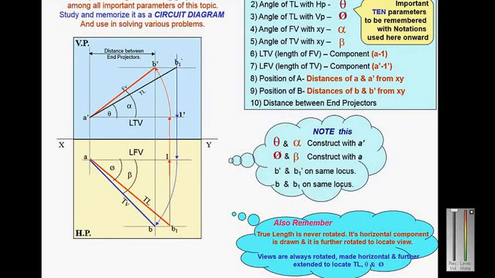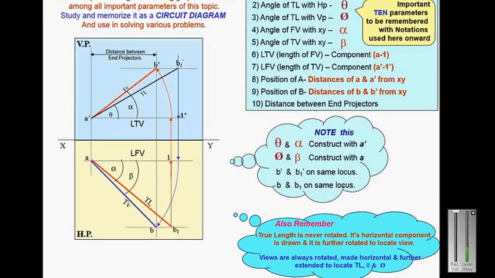The angle of true length with HP is theta, that is called true inclination with HP, and the angle of true length with VP is phi, that is the true inclination with VP. The angle of the front view with the XY line is alpha, the apparent inclination with the XY line. The angle of the top view with the XY line is beta, the apparent inclination with VP. And the positions of A and B are also described, and the distance between end projectors. These are the important 10 parameters to be remembered with the notations used from here onward. Note that theta and alpha construct with A dash, and theta, phi and beta construct with A. B dash and B1 dash are on the same locus, B and B1 on the same locus.